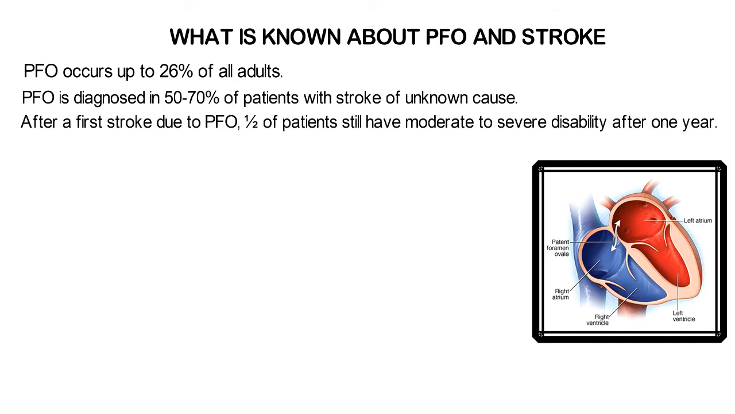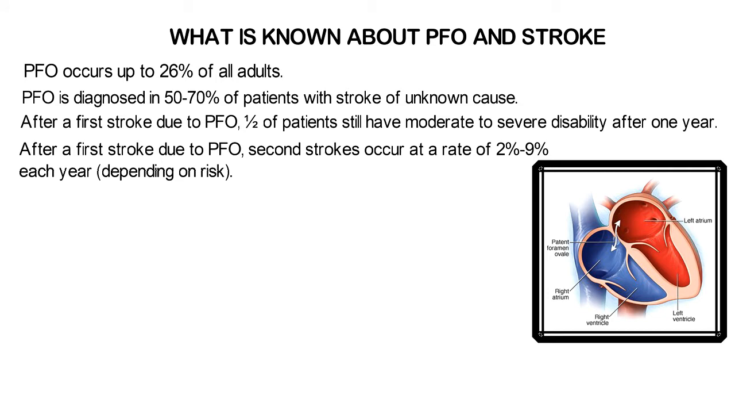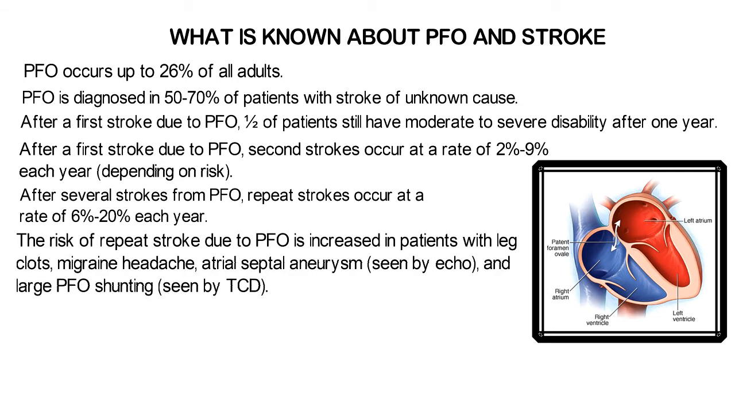After a first stroke due to PFO, one half of patients still have moderate to severe disability after 1 year. After a first stroke due to PFO, second strokes occur at a rate of 2 to 9% each year depending on risk. After several strokes from PFO, repeat strokes occur at a rate of 6 to 20% each year. The risk of repeat stroke due to PFO is increased in patients with leg clots, migraine headache, atrial septal aneurysm seen by an echo, and a large PFO shunting seen by TCD.